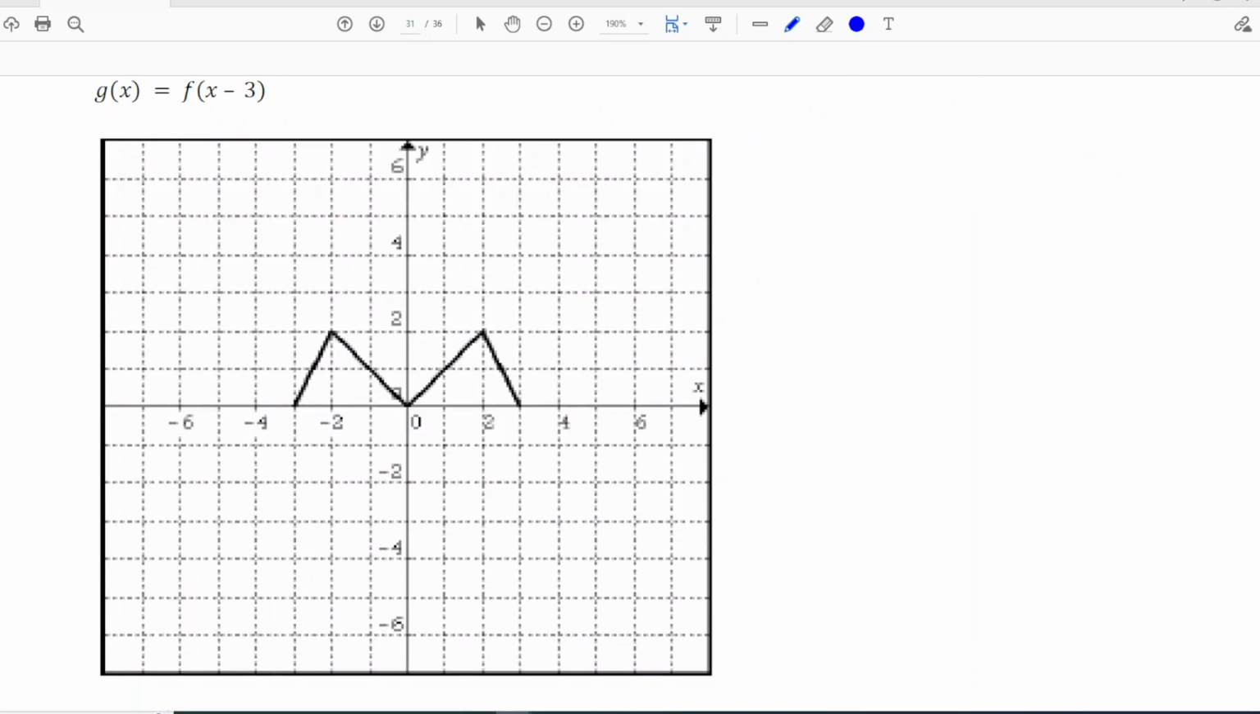So if we go to this graph, right, we're going to pull off those key points. Some of these graphs are getting repetitive. I've got a point at negative 3, 0. I've got a point at negative 2, 2. I've got a point at 0, 0. I've got a point at 2, 2. And I've got a point at 3, 0. What I'm going to do is I'm going to add 3 to all of the x values, opposite of what it appears.